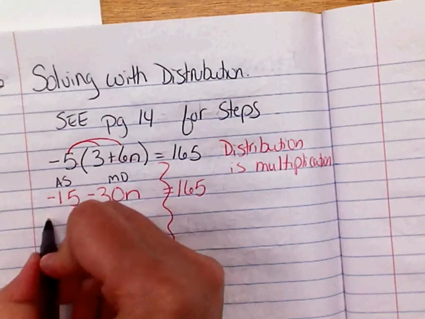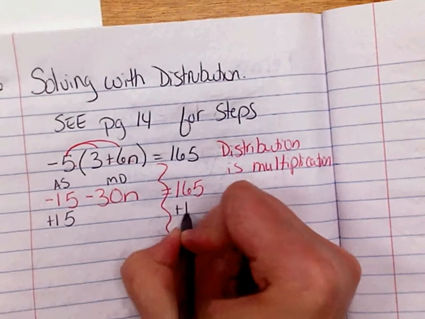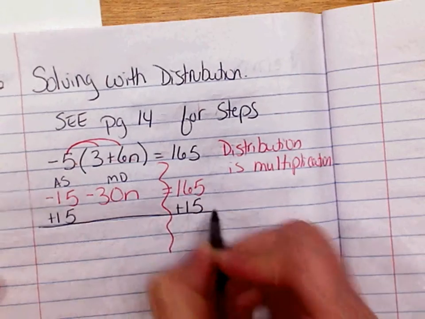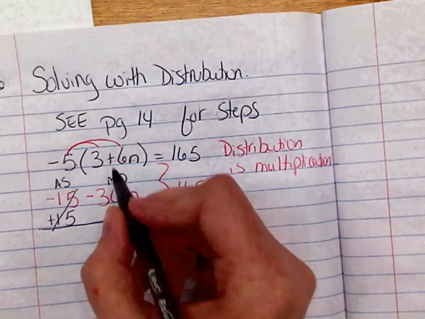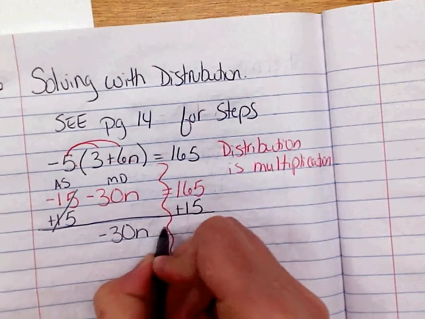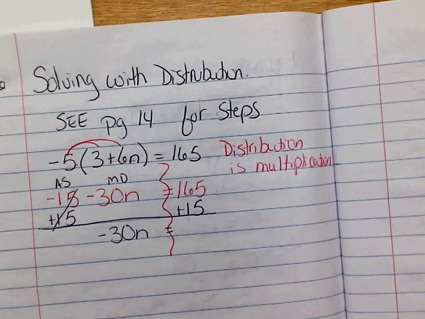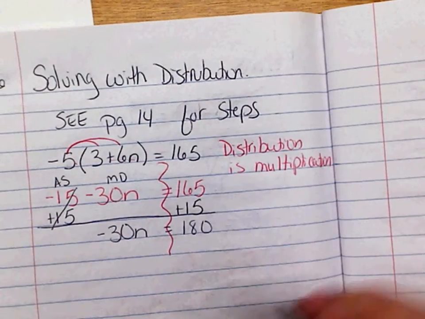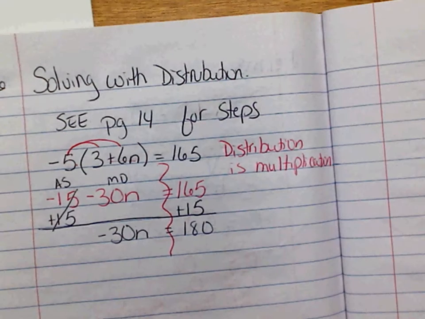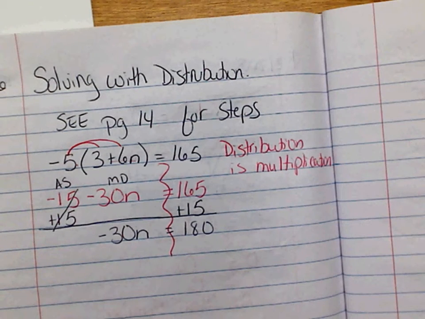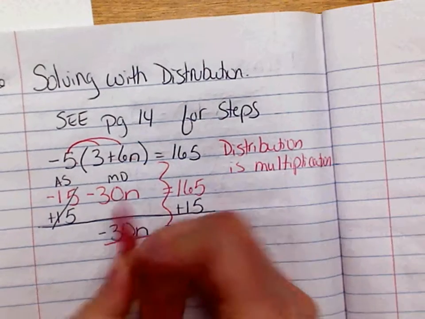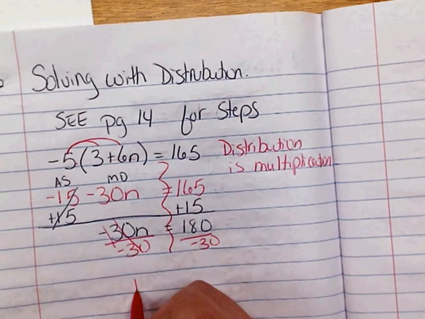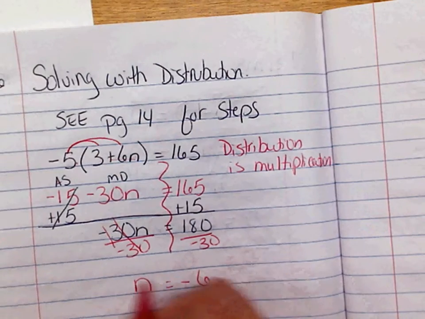Okay? So we're going to add 15 to both sides. -15 plus 15 cross each other off. They're inverse operations. So you get -30n equals, and then 165 plus 15 is 180. Okay? And at this point, it should be super easy. The -30 and the n are together. You want to break those up. So breaking them up is division. So divide by -30 and divide by -30. And the negatives and the 30s cross off. And you get n equals -6.